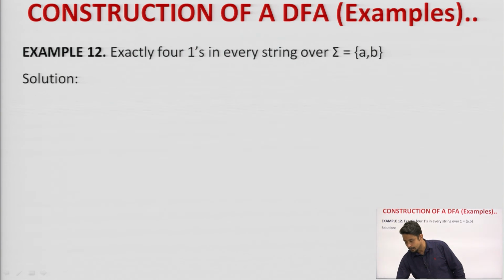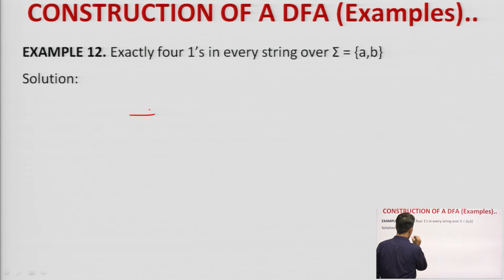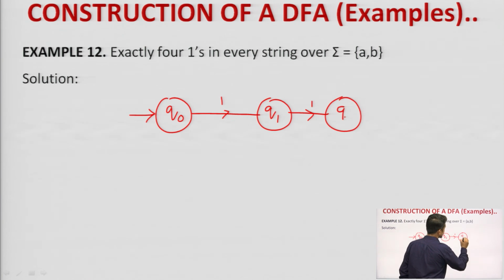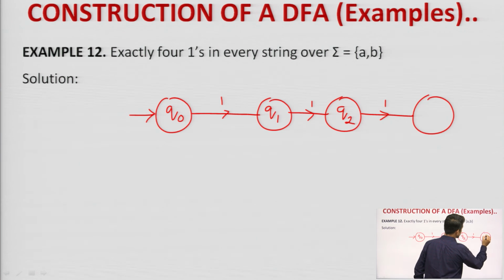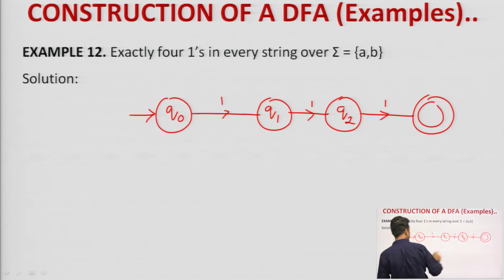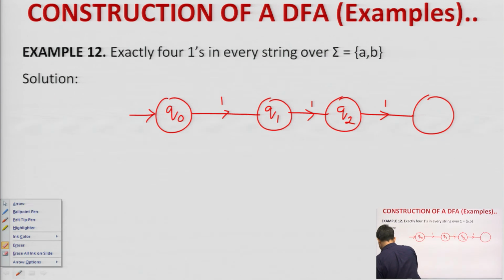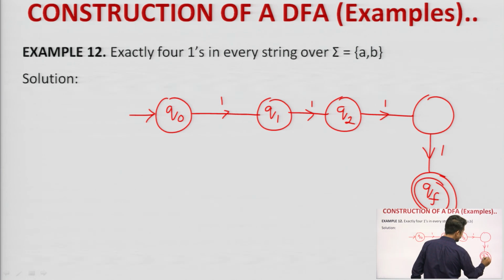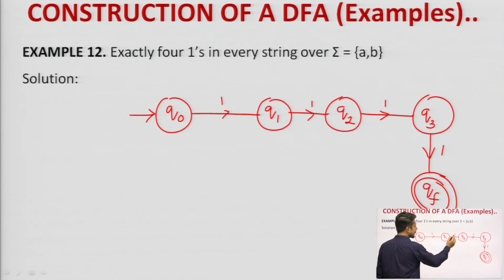Now, let us go with example number 12: exactly 4 ones in every string, exactly 4 ones. So, you cannot exceed. So, directly you just go with the restriction part, exactly 4 ones. Is it 4 ones? No. So, I cannot make this a final state, and then I have to take one more transition, and this will be your final state. Exactly 4 ones.